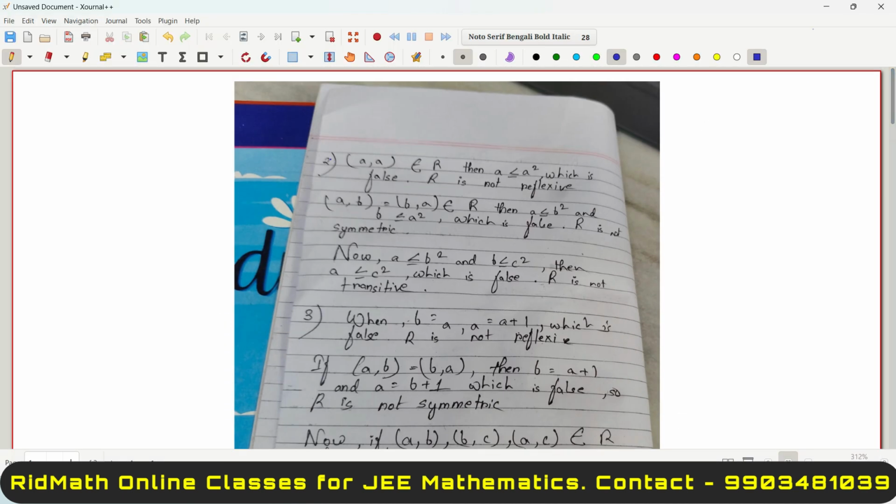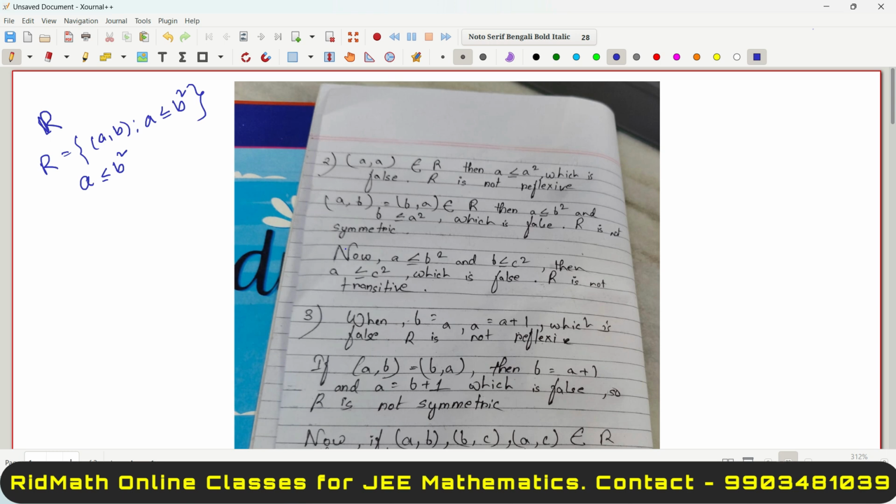So Prantika, you have done problem number 2. This was the relation R such that (a, b), a is less than or equal to b square, and the set was the set of real numbers R. Then you have written that for (a, a) belonging to R, a is less than or equal to a square, which is false. R is not reflexive.